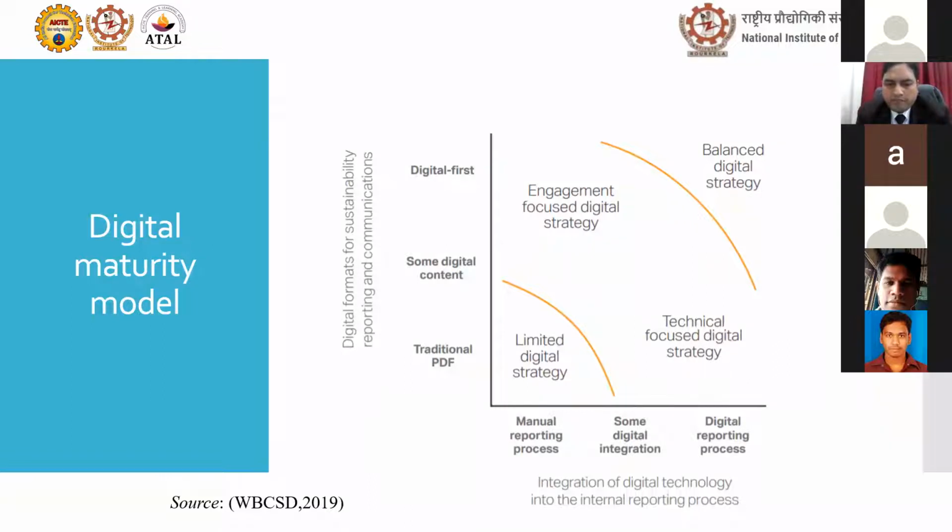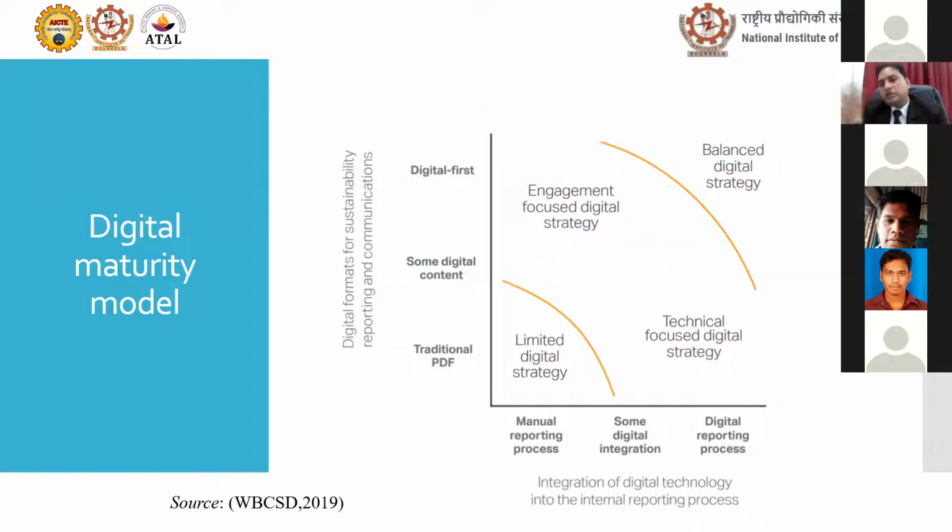If you see the x-axis, we have three stages. First stage is manual reporting. Second is somewhat digital integration. And the third one is the digital reporting process, meaning the company is totally reporting the process digitally. That's the talk about the y-axis, that is the external level. The x-axis is the internal. So when you report with the help of PDFs, like annual reports of the company, just shared in the form of PDFs, there is very little use of trended digital.